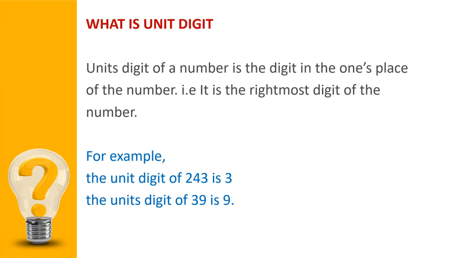So what is meant by unit digit? The unit digit of any number is nothing else but the number in the ones place. That is, the rightmost digit will be the unit digit. For example, if we take 243, 3 will be the rightmost number. So 3 is the unit digit, or number in the ones place. Again in 39, 9 will be the unit digit.